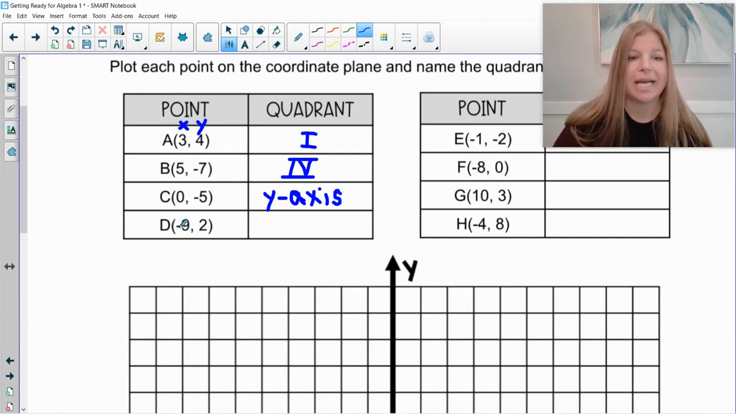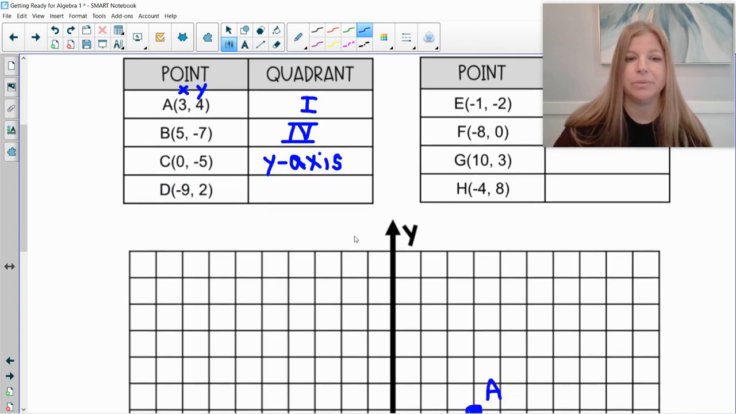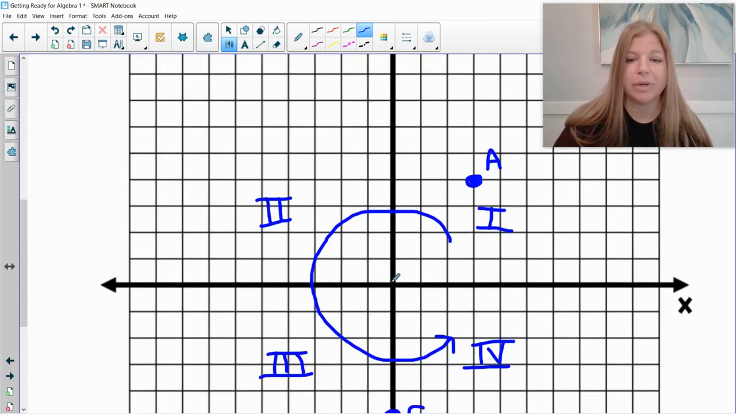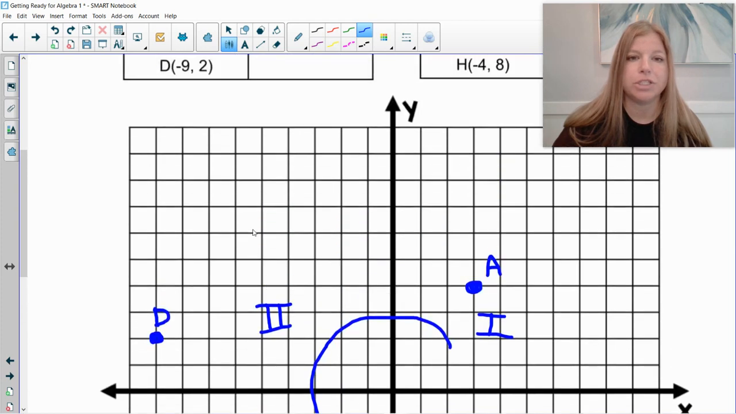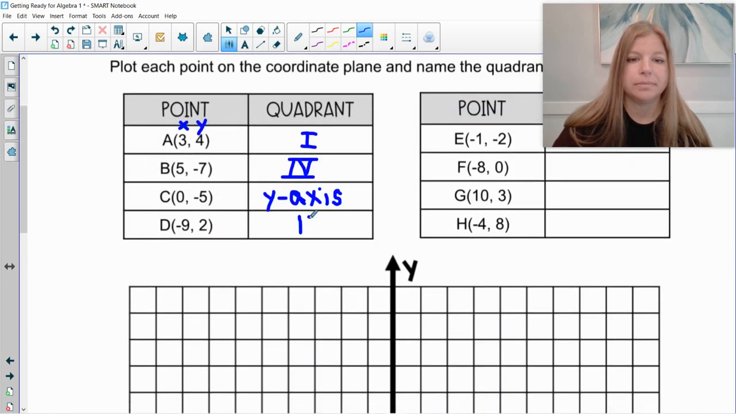Next point, D is at negative 9, positive 2. So that means on the x-axis, I would go out to negative 9. 1, 2, 3, 4, 5, 6, 7, 8, 9. That's at negative 9, and then up to positive 2. That is where point D is. Point D is in quadrant 2. And that's awesome.